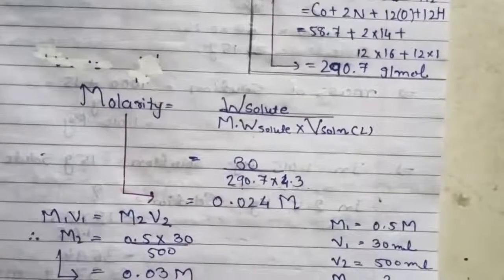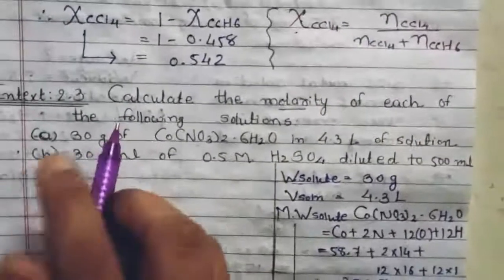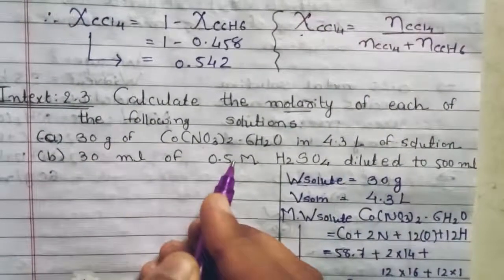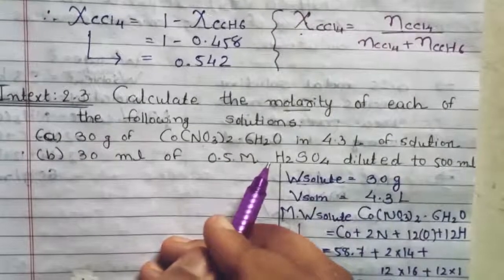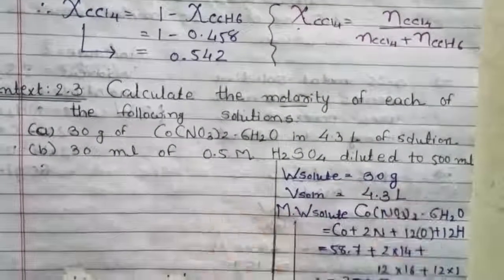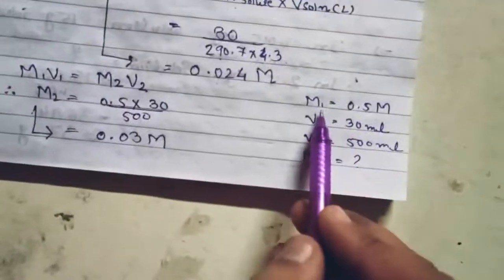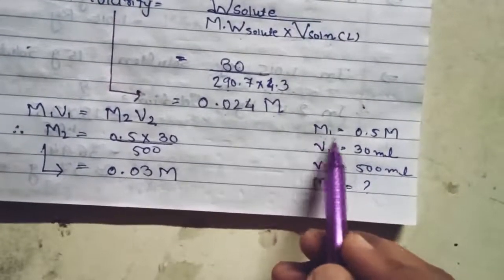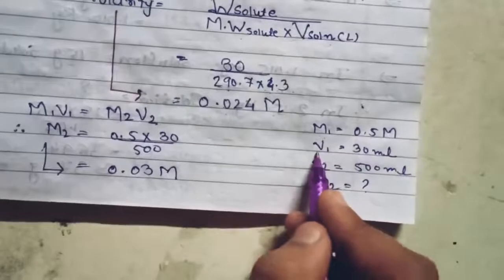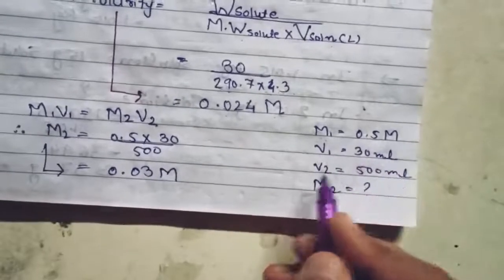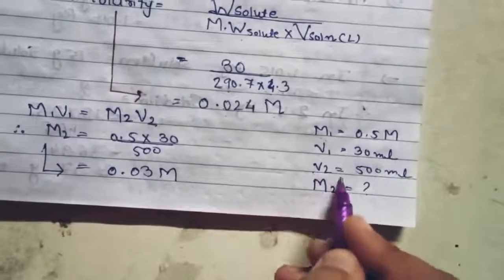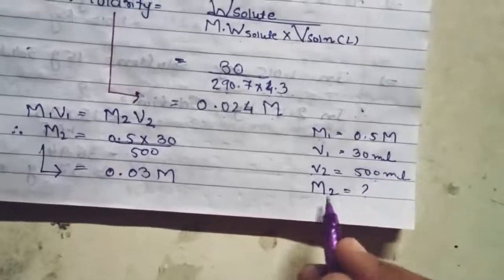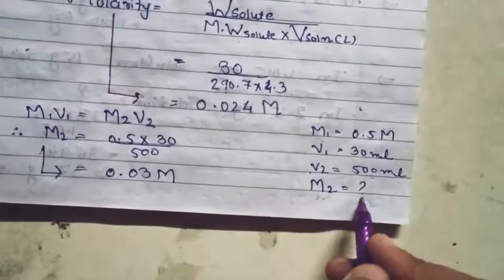Right, now in the second question, the 30 ml of 0.5 molar solution is given and we have to dilute that solution to 500 ml. So we can say that here the M1, right, molarity for the first solution is 0.5 molar. Volume for that solution is 30 ml. Volume for the second solution is 500 ml. And we have to calculate the molarity for that second solution.